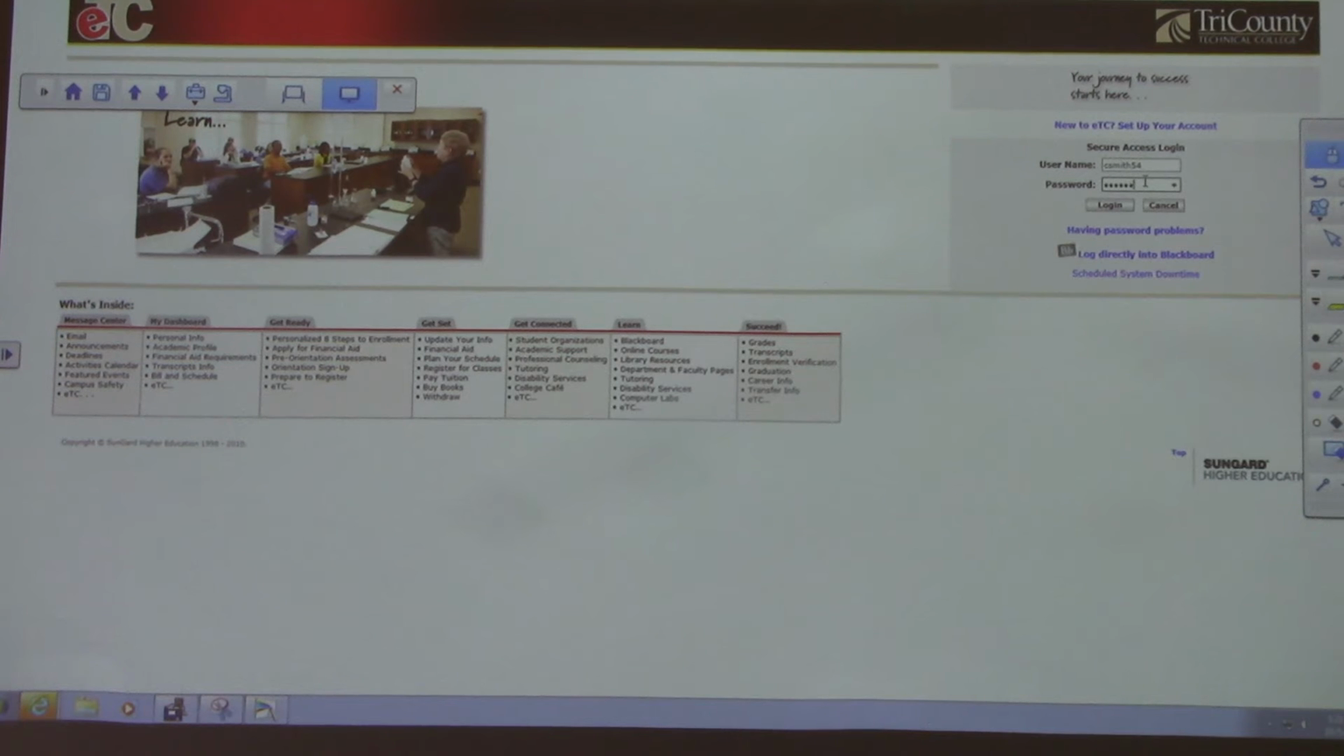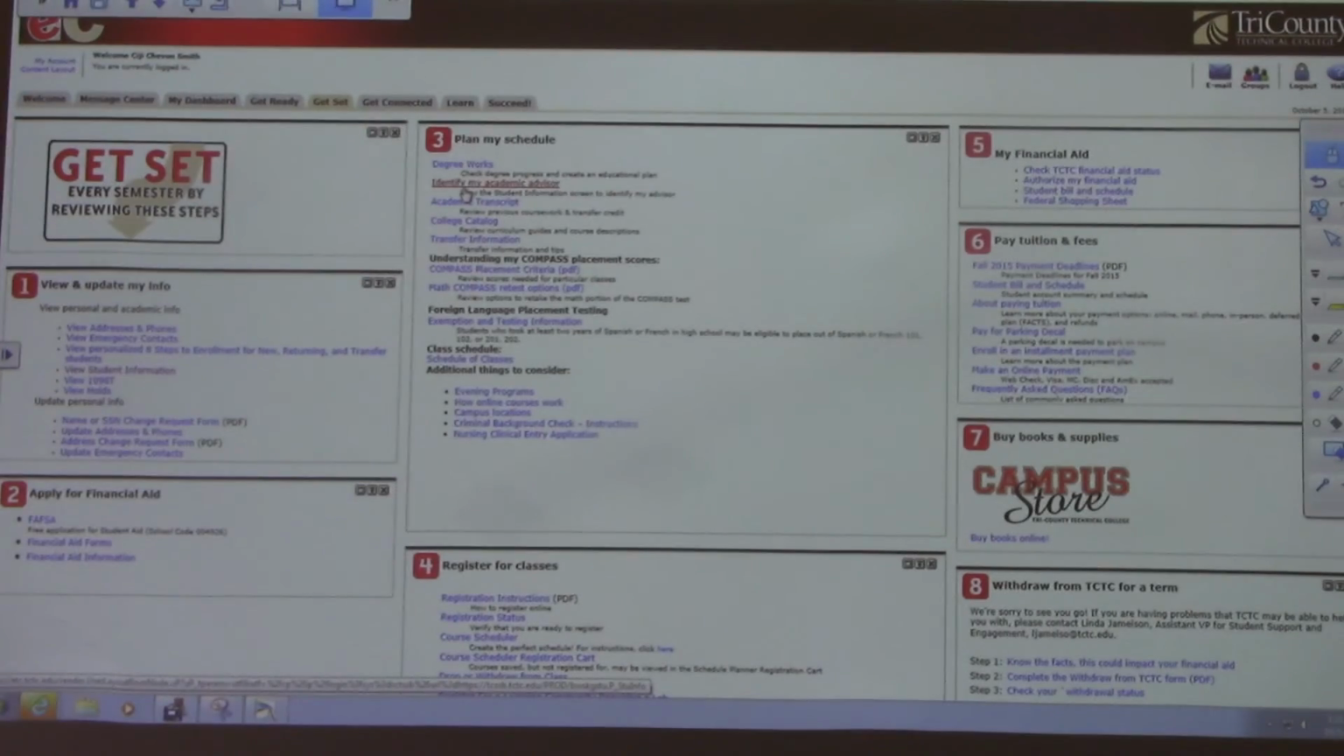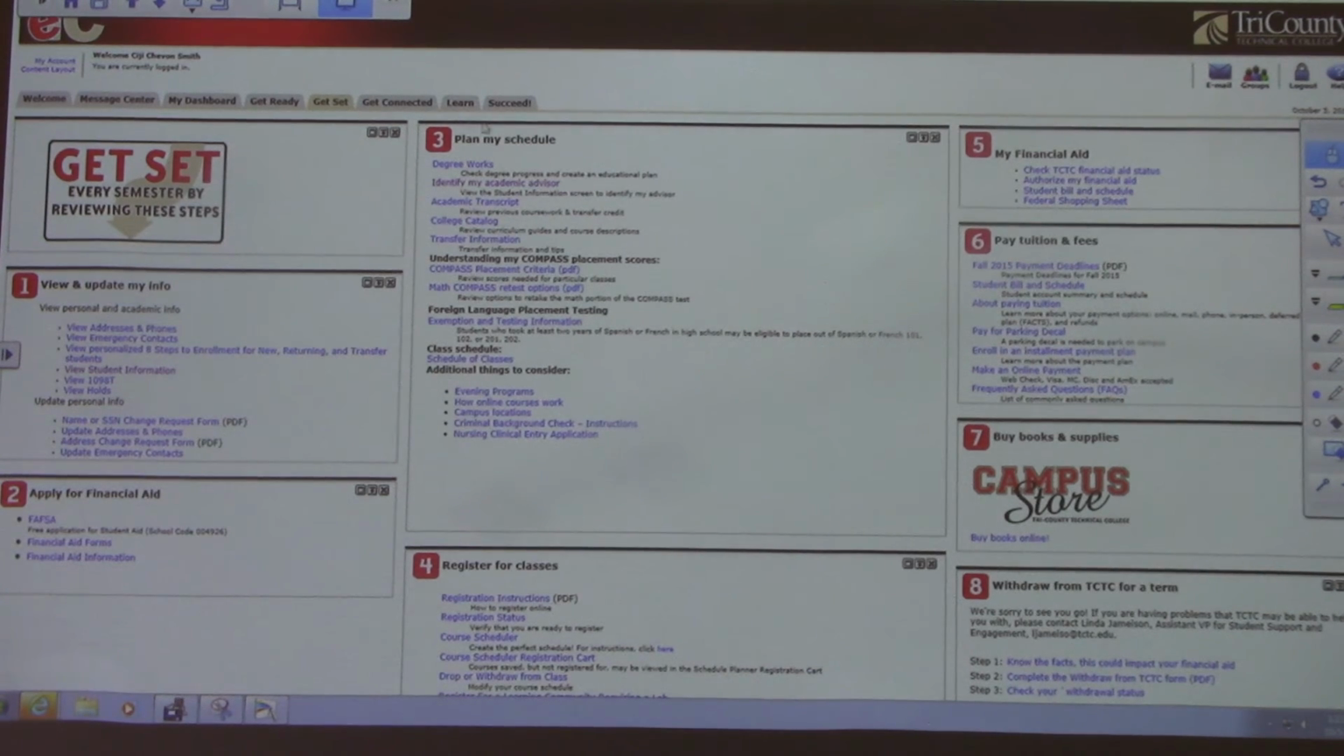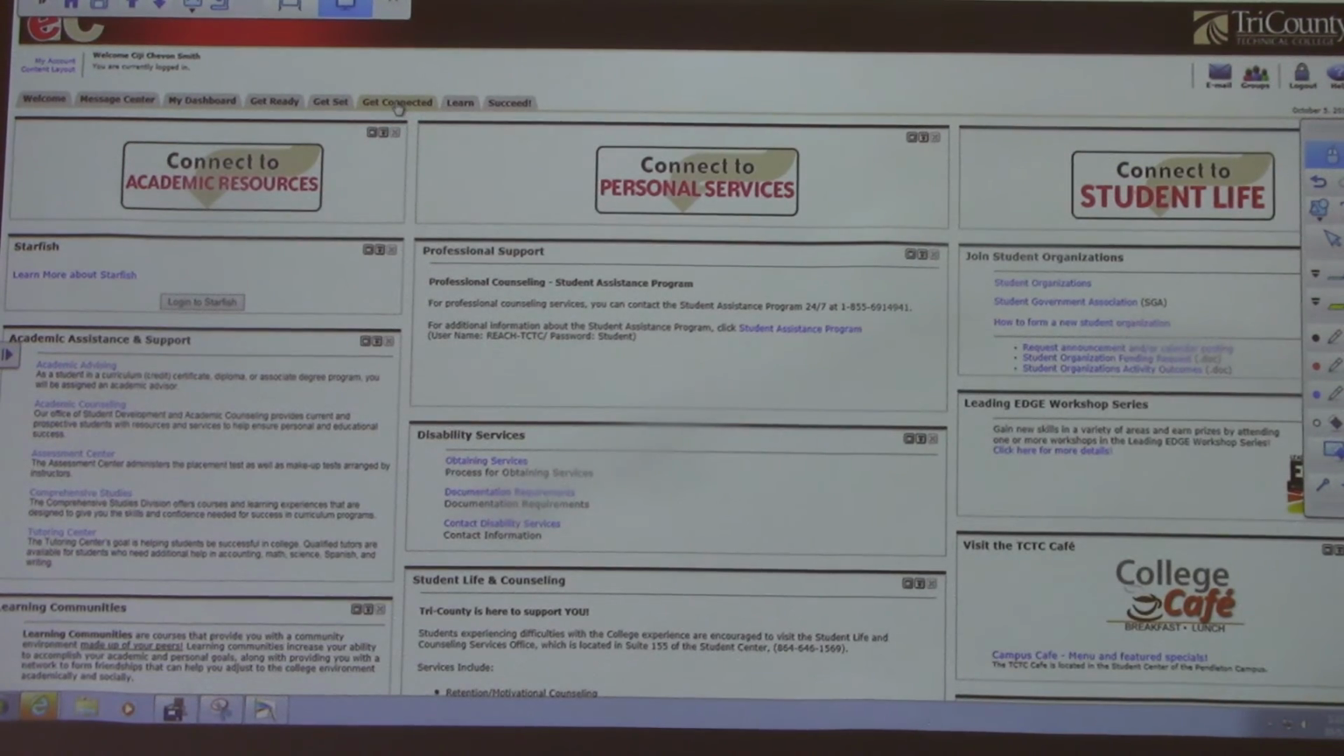Now somebody time this, because this takes a long time. All right? Somebody actually time. Okay, she's logged in. Okay, she's going to get set. Identify my academic advisor. And fall semester. Oh my gosh. Beverly Vickery. Okay, now, she automatically has you as an advisor. So when you go ahead and get out, go back to, and go to Get Connected. Log on to Starfish.